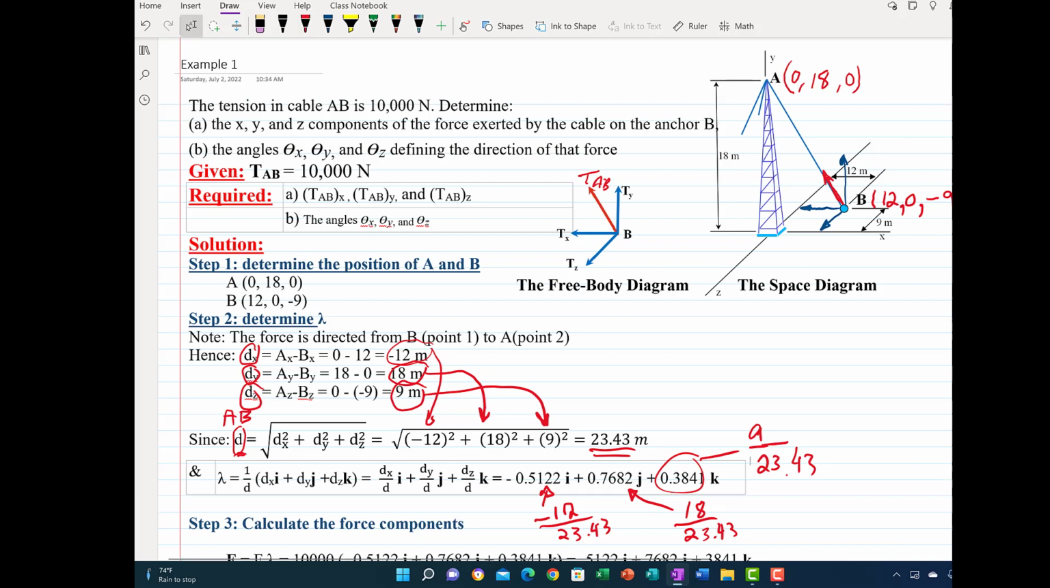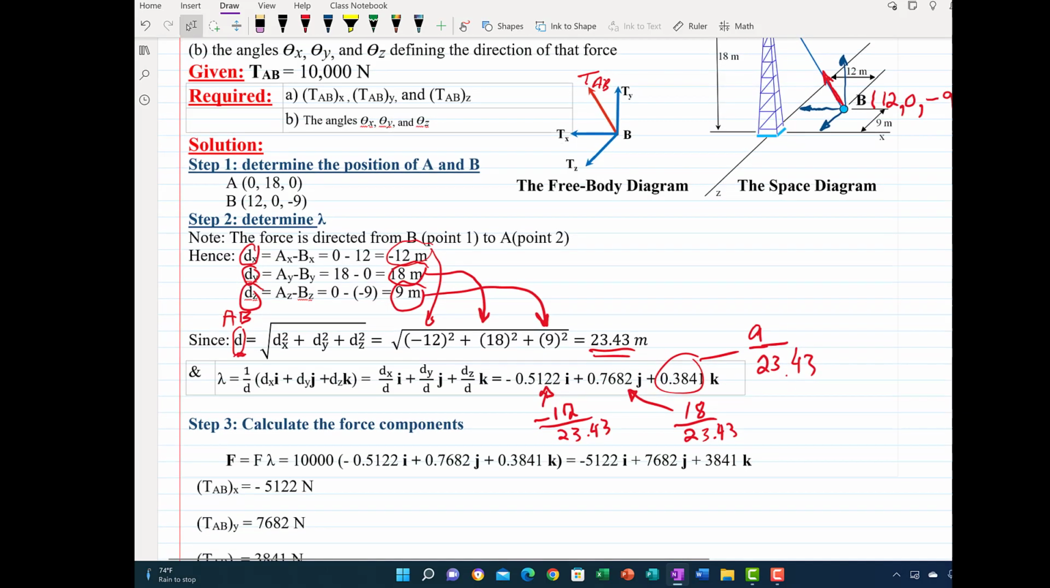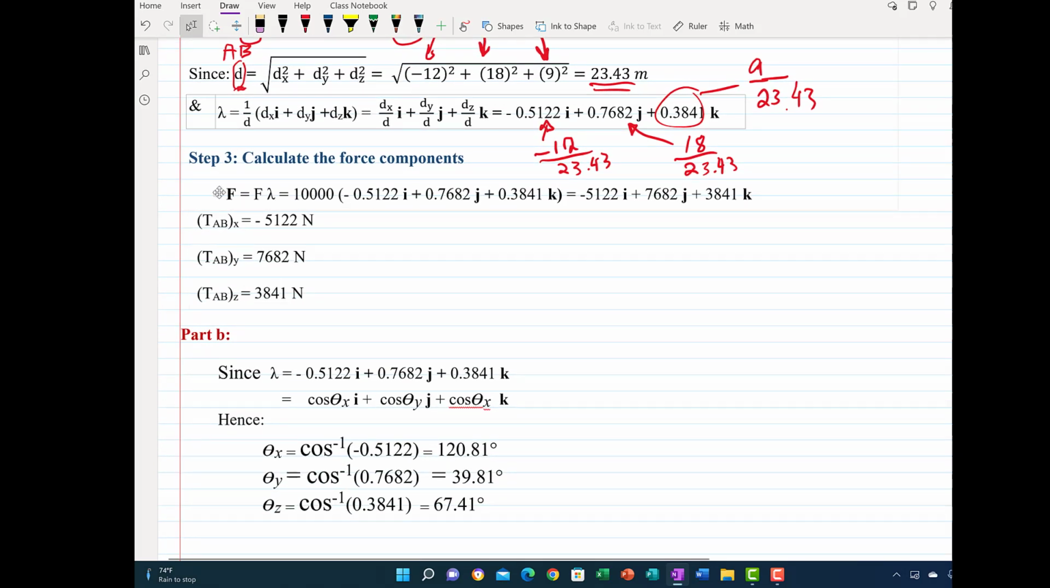Once I get the lambda vector, I multiply it by the force. The force I have, T AB, is this value here, 10,000. So the next step is to multiply: F is going to be F multiplied by lambda. I have F as 10,000 multiplied by the lambda vector. I normalized the lambda vector by dividing by d, and I put in the components.